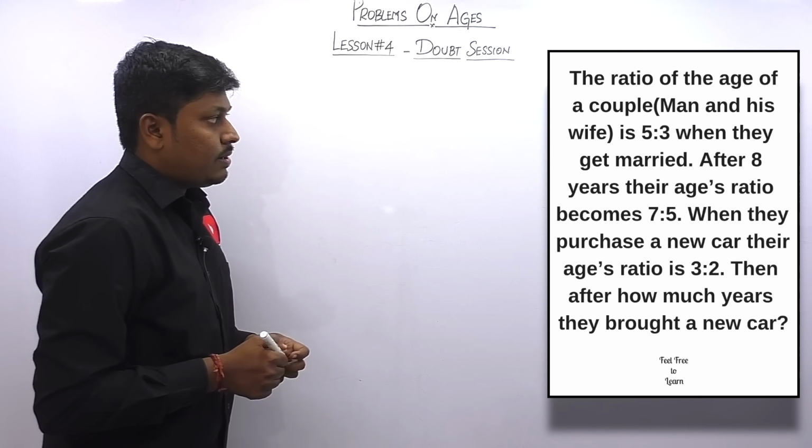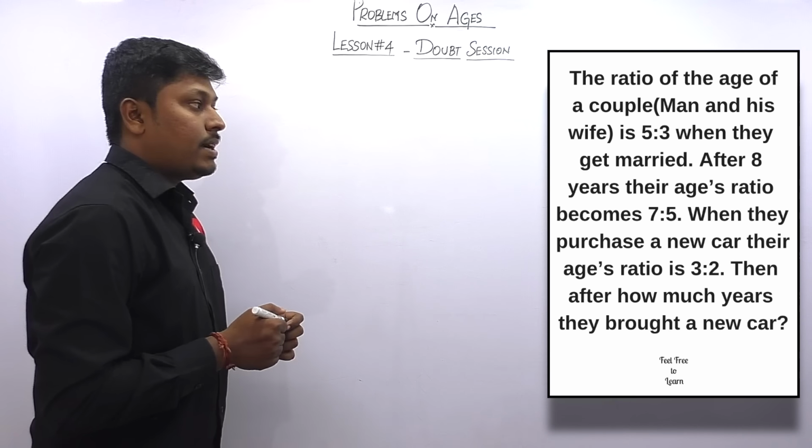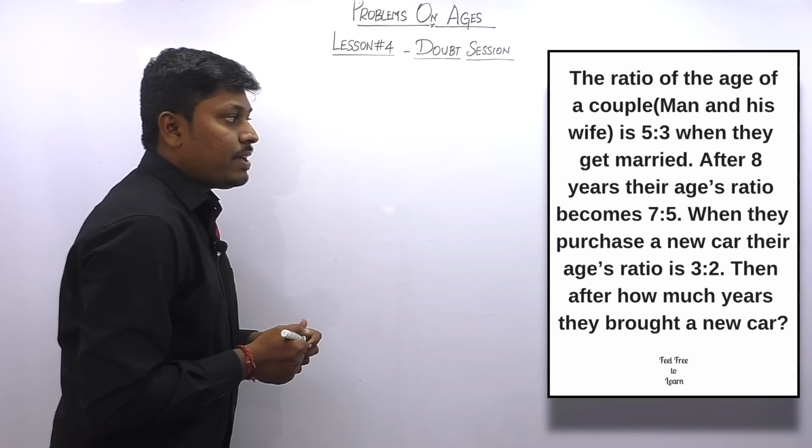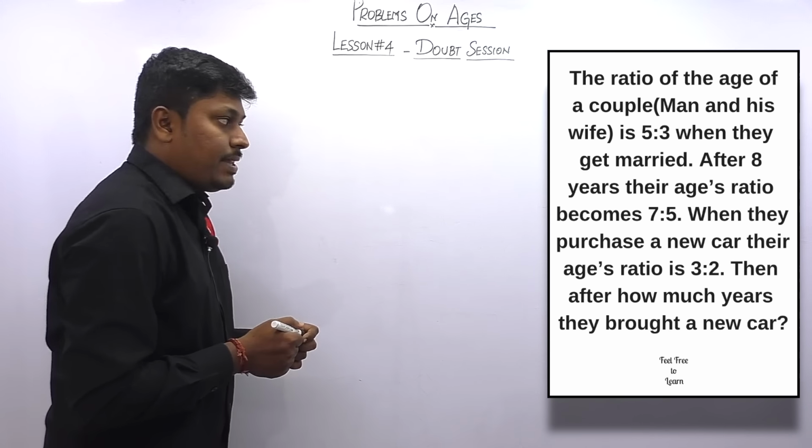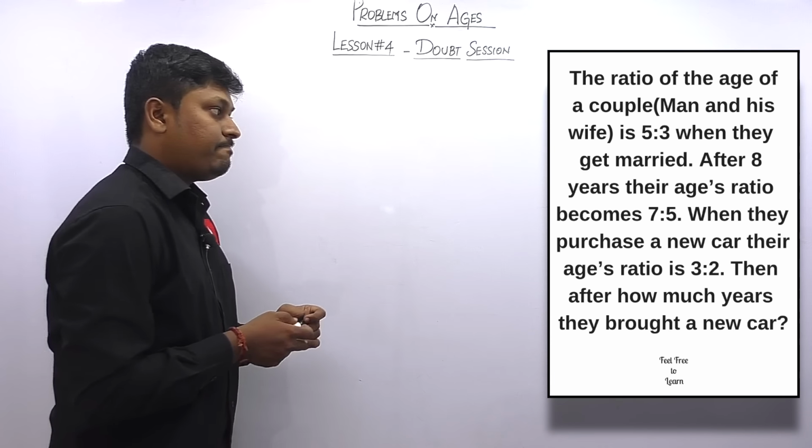Question number 1. The ratio of age of a couple, man and his wife, is 5:3 when they get married. After 8 years, their ages are in a ratio 7:5. When they purchase a new car, their ages ratio is 3:2. Then after how many years did they buy a new car?